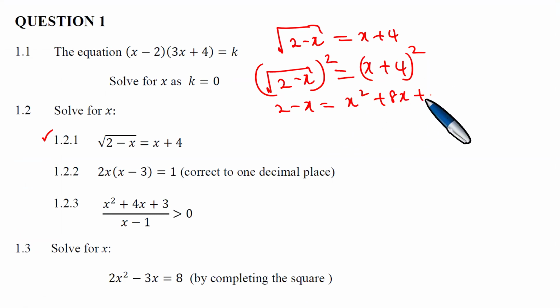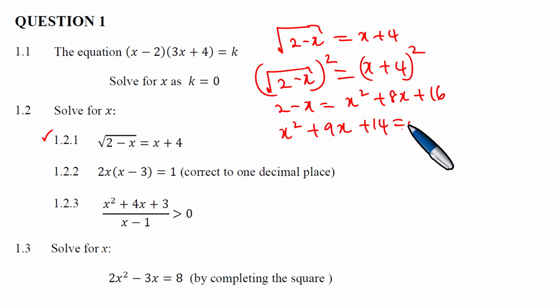4 squared, what is 4 squared? It's exactly 16. Right. And then now you have exactly x squared, and then we have 8x. You bring this one across, it becomes exactly 9x. And now you have this one, which is exactly 16. 16 minus 2, which is exactly what? 14 equals 0.